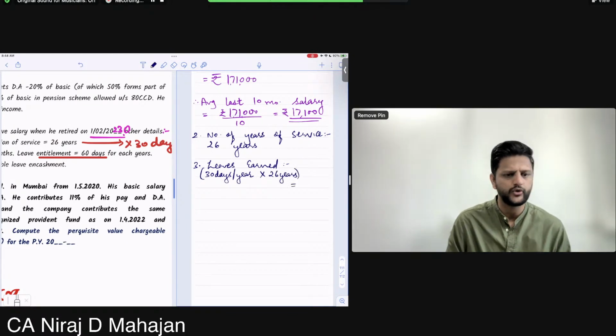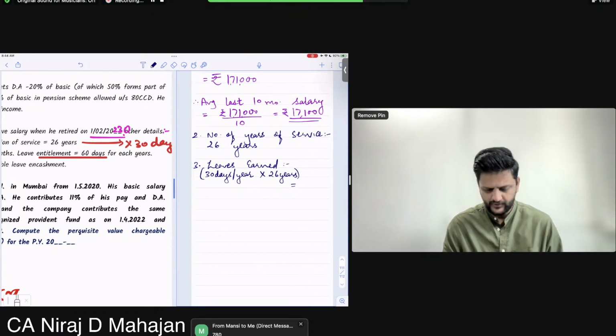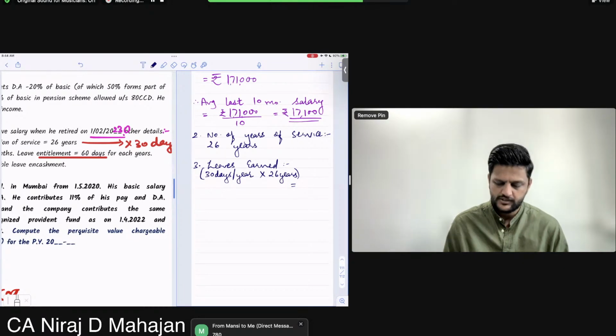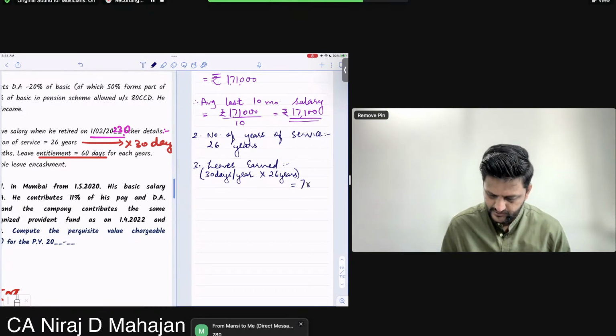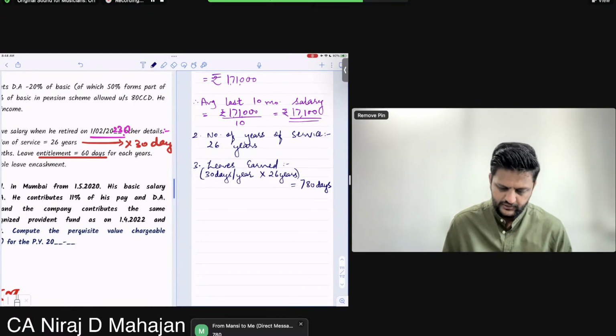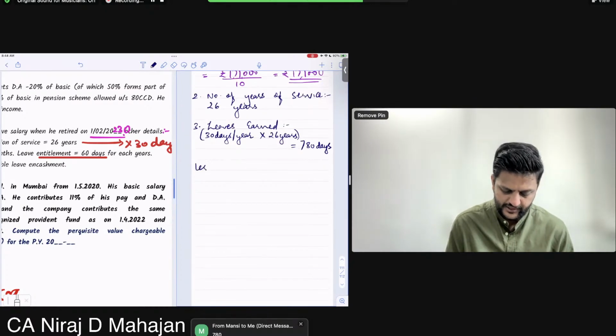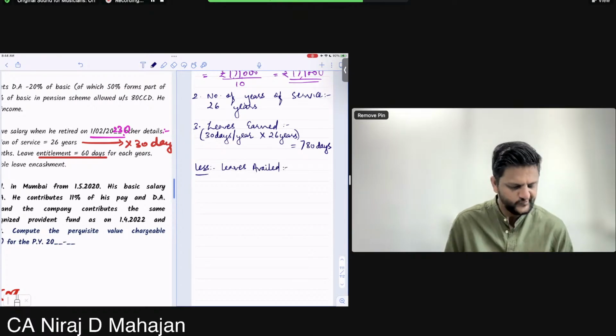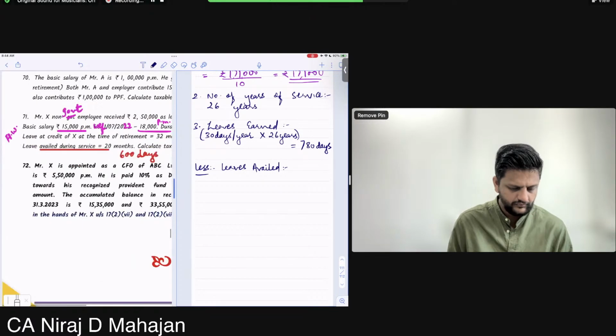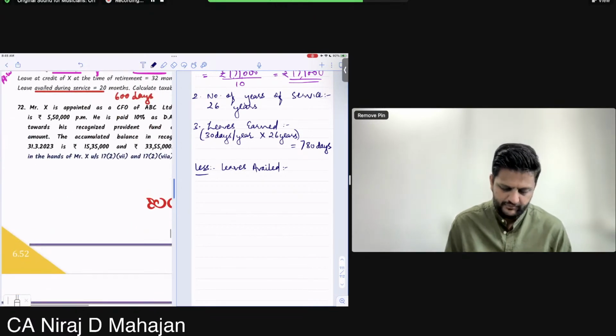This comes to what you have told me, I think 720 days something. Tell me. 780 days. Okay, 780 days. Fine. Leaves earned. Correct? Less: leaves availed or utilized basically. Leaves availed. Check, 20 months.